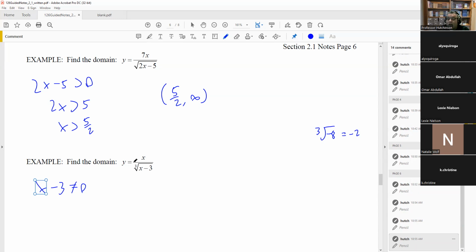So if you have a cube root or a fifth root like that, then you just make sure you don't have division by 0. Okay, so that means that x is not equal to 3.